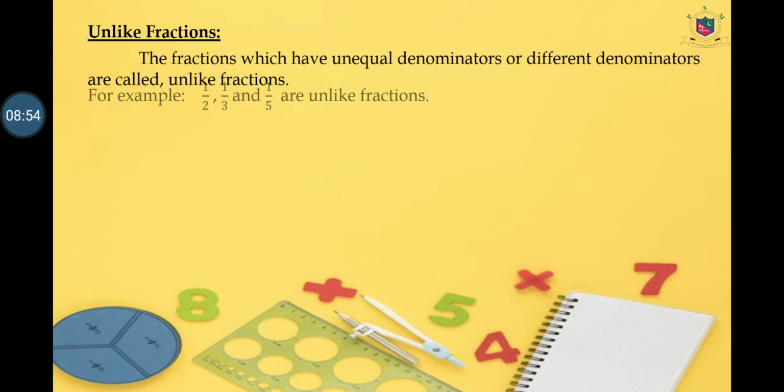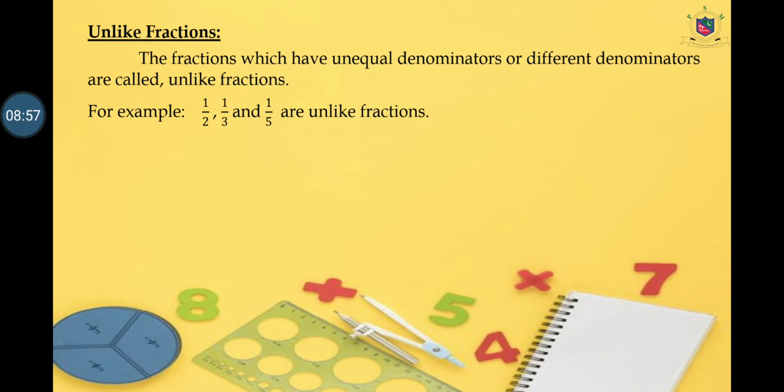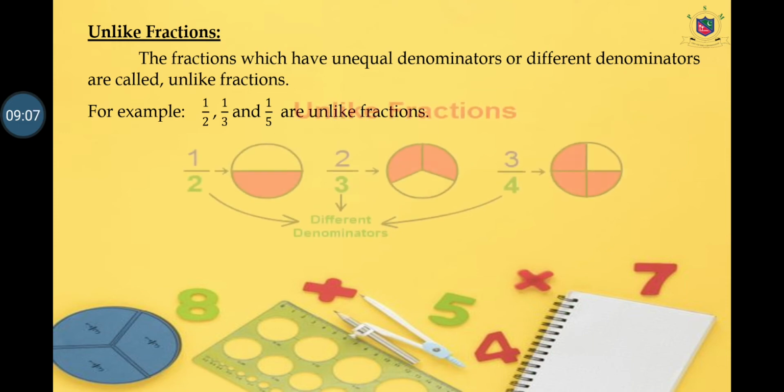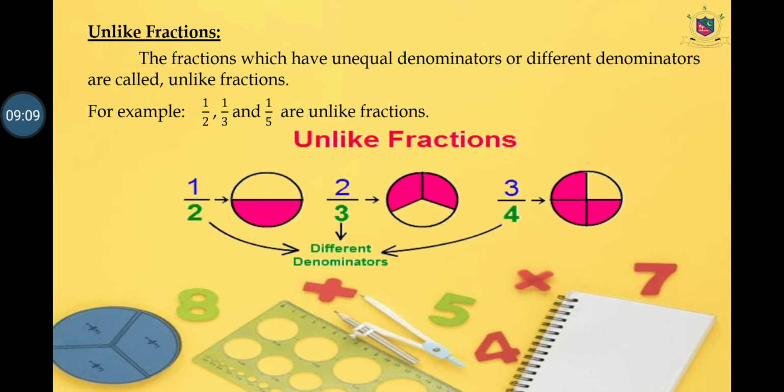The fractions that have unequal denominators, or different denominators, are called unlike fractions. For example, 1 upon 2, 1 upon 3 and 1 upon 5. They all have different denominators. So when the fractions have different denominators, they are called unlike fractions. My dear students, now let's learn how we can solve the examples of like and unlike fractions.